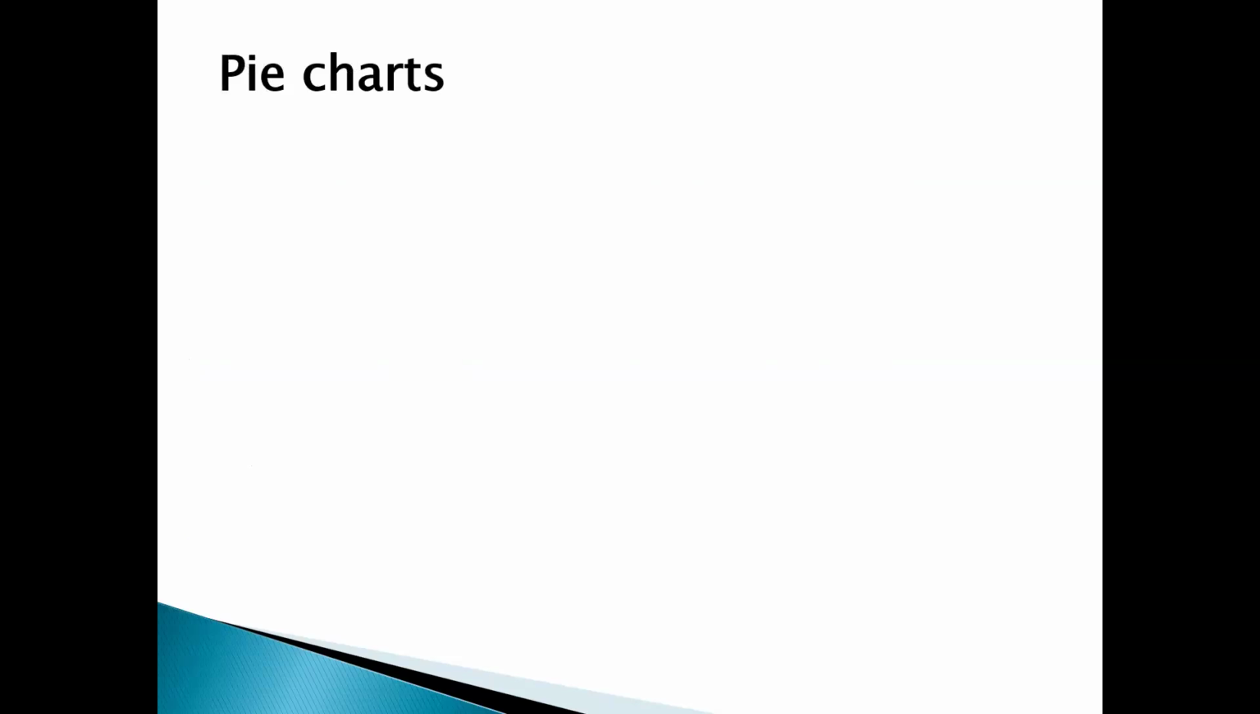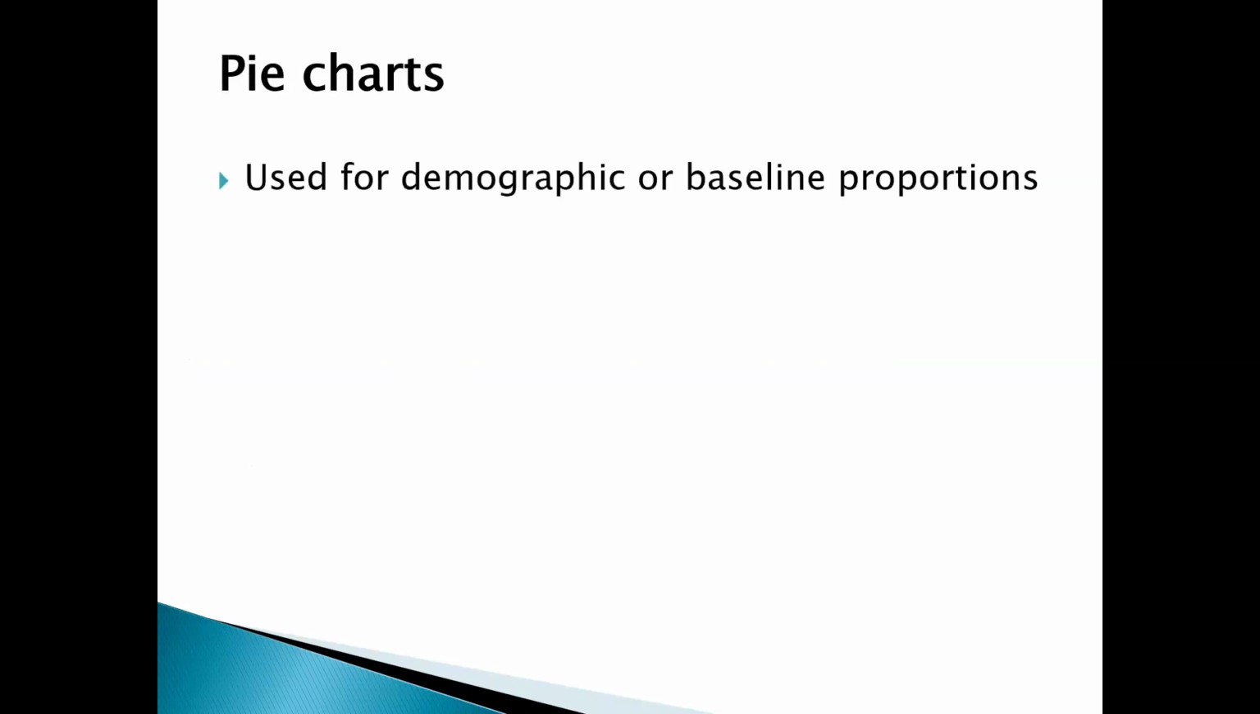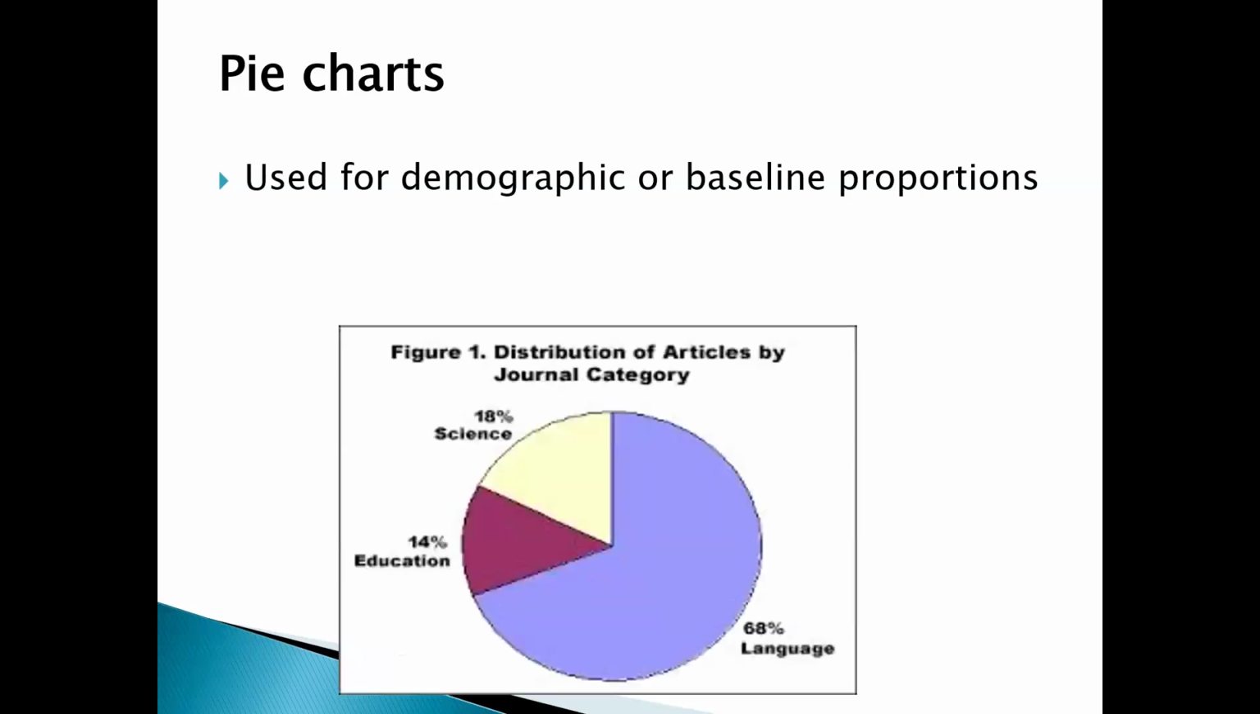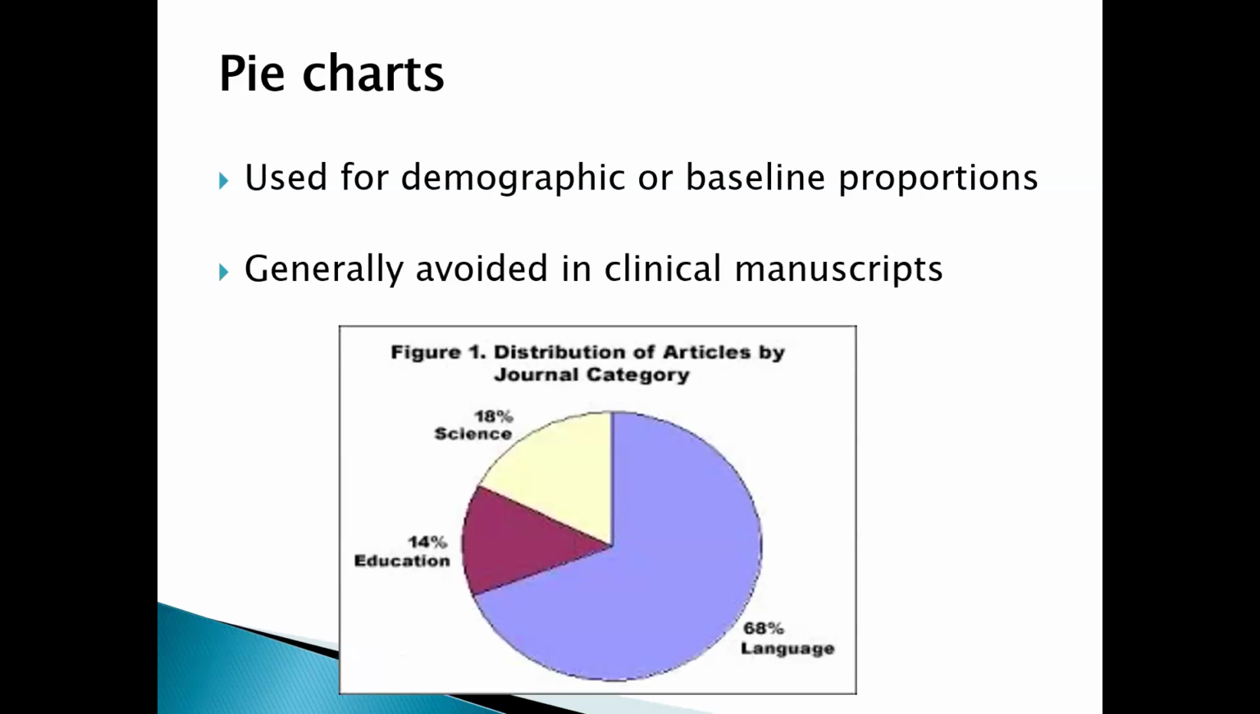Let me see some of the common graphs that we use in the manuscript. One is the pie chart. Basically, we use this to explain the demographic or baseline proportions, like how many males and how many females, or you explain some of the clinical characteristics of the participants. This is an example of a pie chart. But for some reason, it is always said that you should avoid these pie charts in clinical manuscripts. Probably the reason could be that you need multiple colors to clearly demarcate the proportion values.